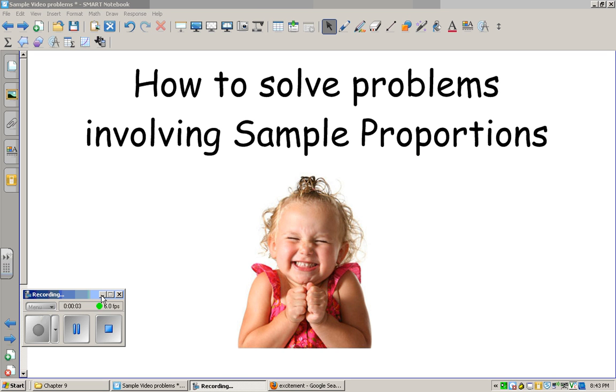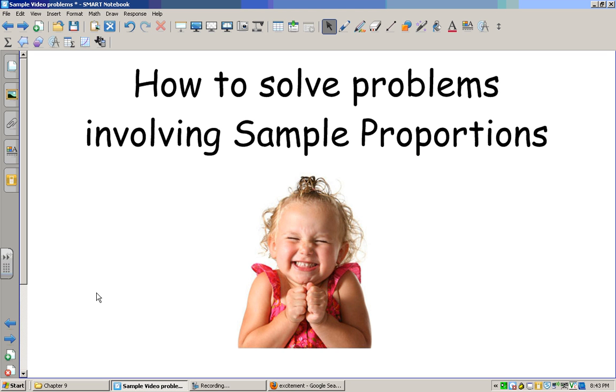Good evening, everyone. You've tuned in today to learn how to solve problems involving sample proportions. And I'm sure you're all just as excited as this child is. Hopefully you have your note sheet in front of you.